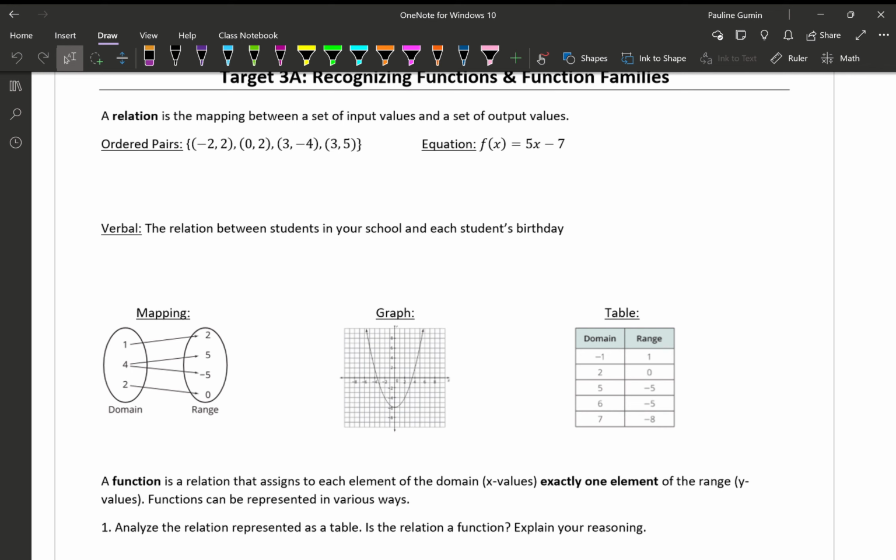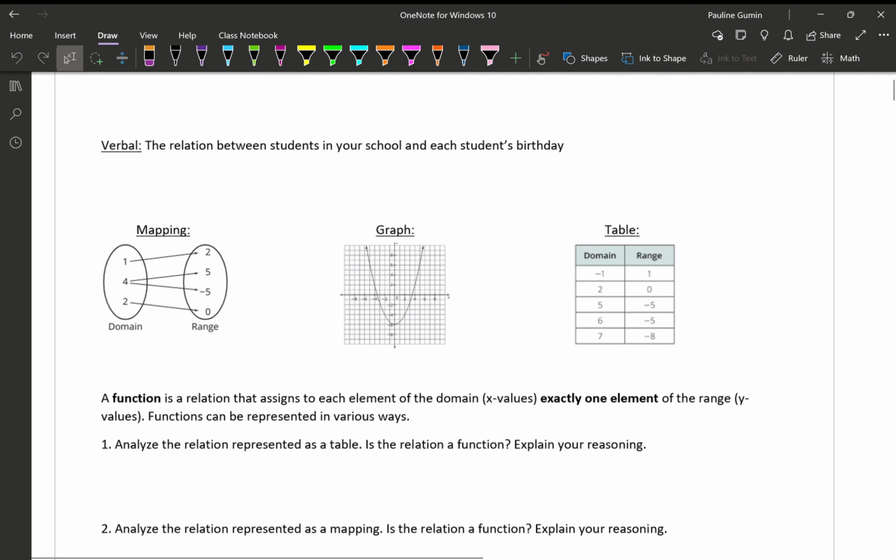Now, functions are special kinds of relations. Functions are relations that assign one domain, which is an x, exactly to one value of the range, which is the y. And it can be represented in many ways. Now, I like to think of it as x and y having a monogamous relationship. X's cannot cheat on their y's. An x, so a domain, should only be with one y. So that's what makes it a function.